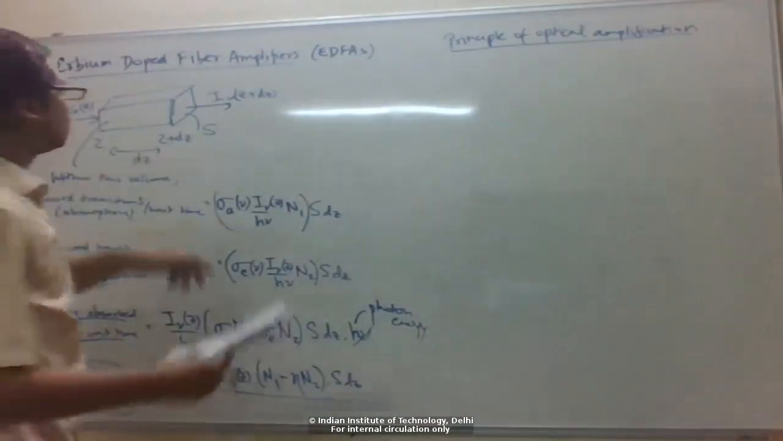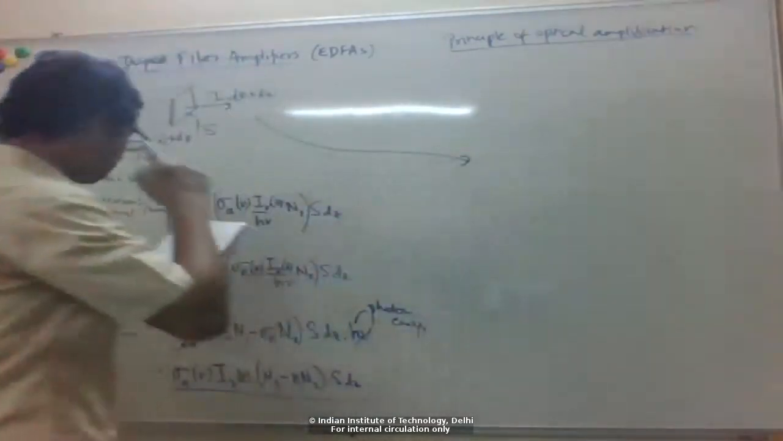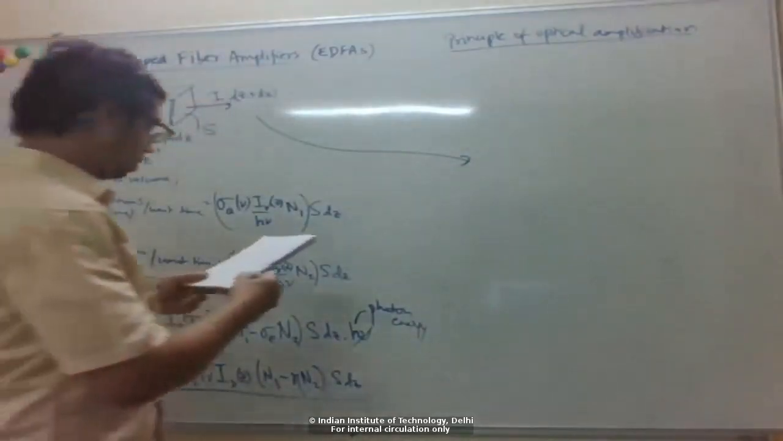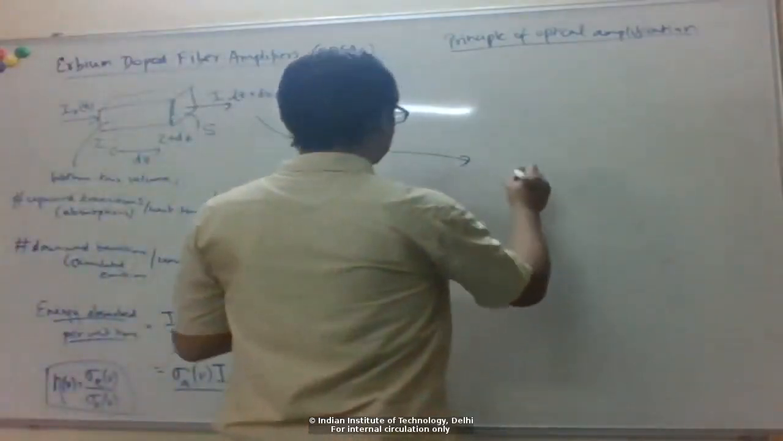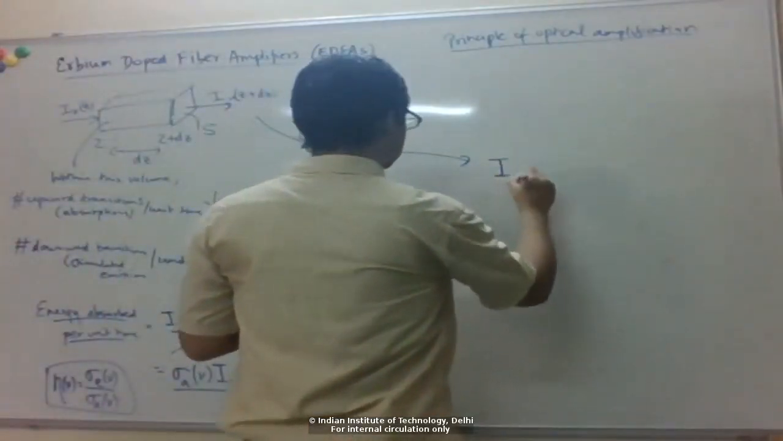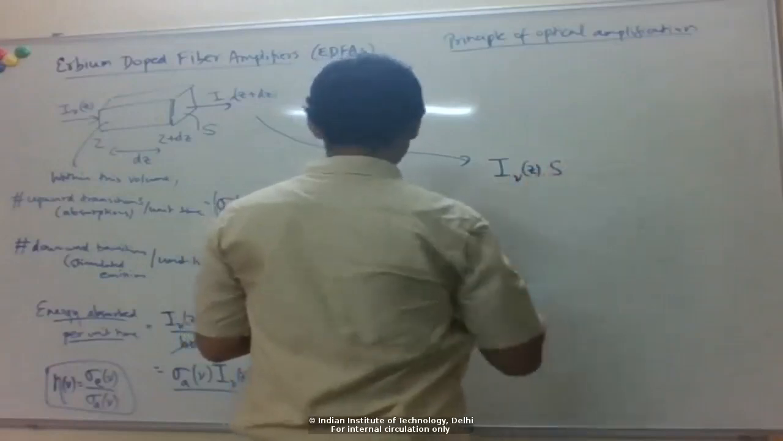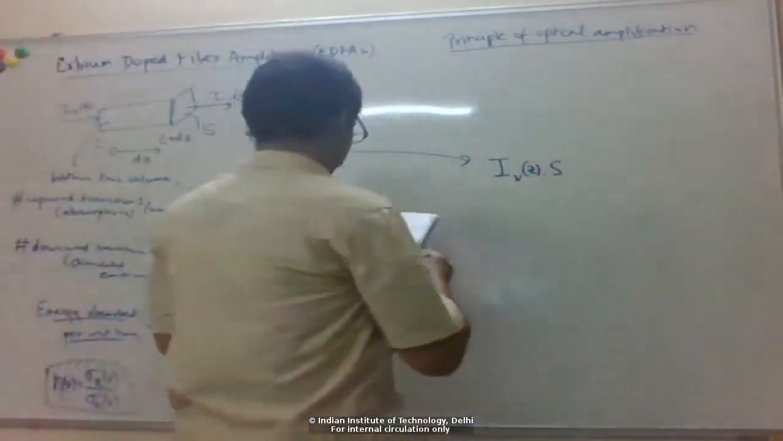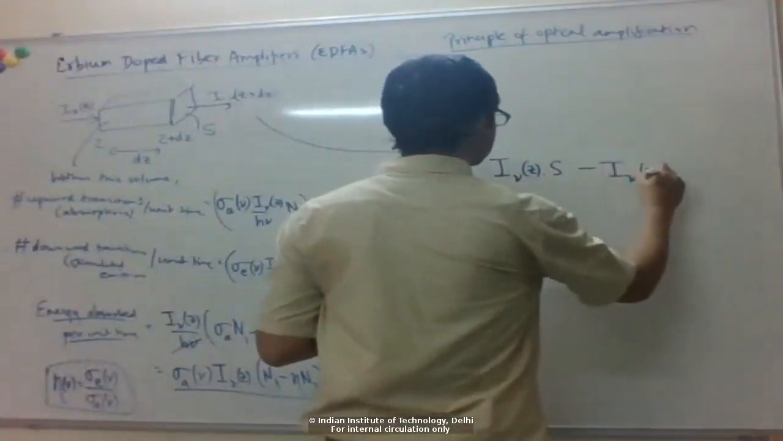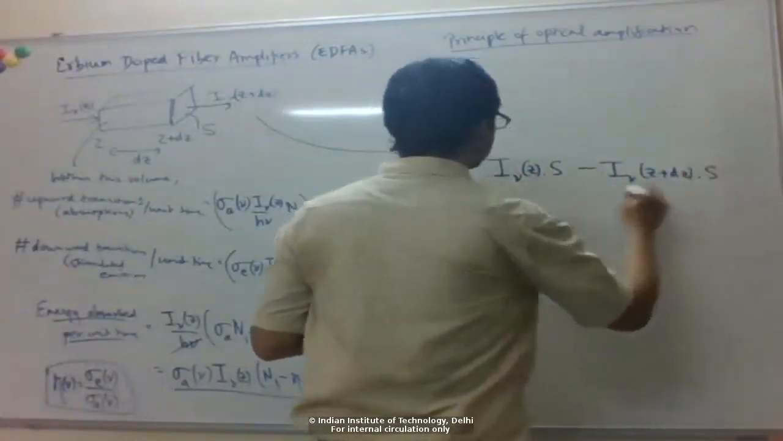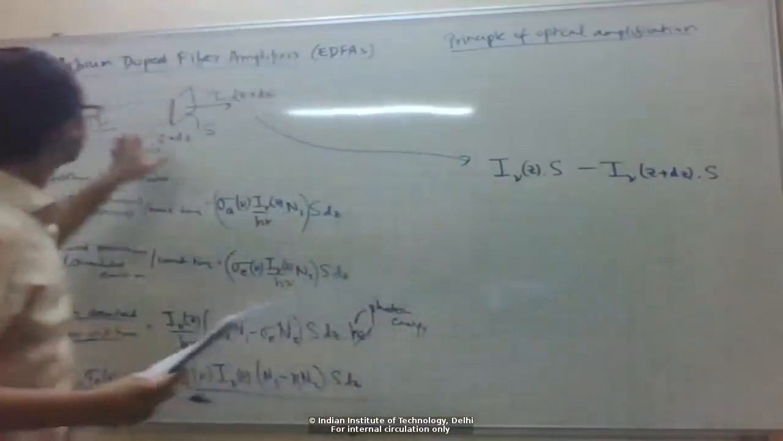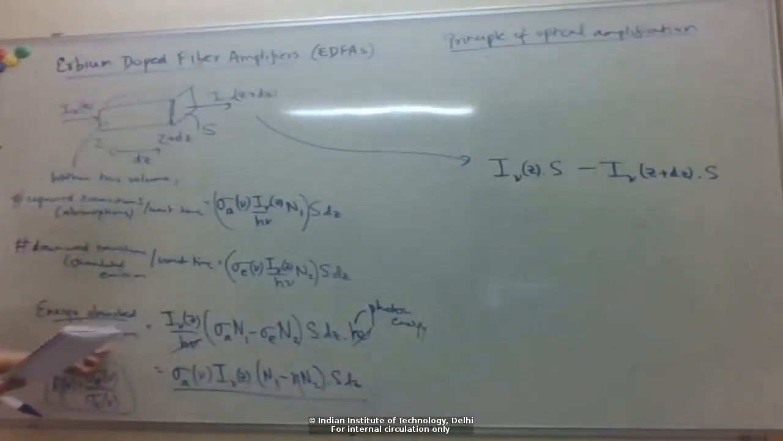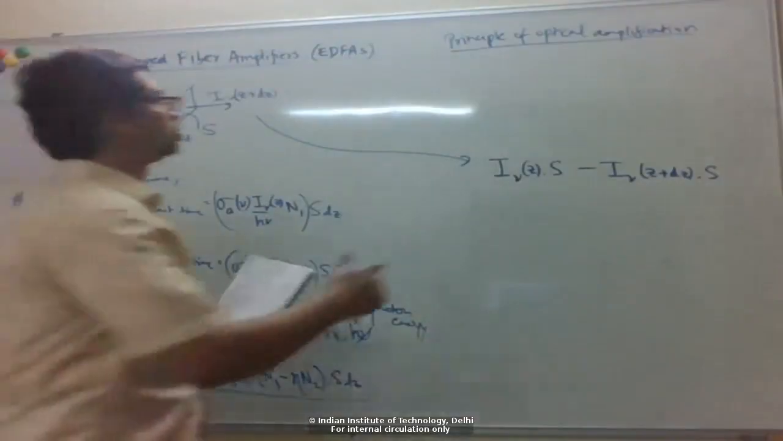Anyway, now the energy absorbed in this volume, I can also write from the change in the intensity. The input power into this volume is the input intensity times the cross-sectional area, and the output power is that. So input power minus output power is basically the power absorbed in this volume, which is the energy absorbed per unit time.